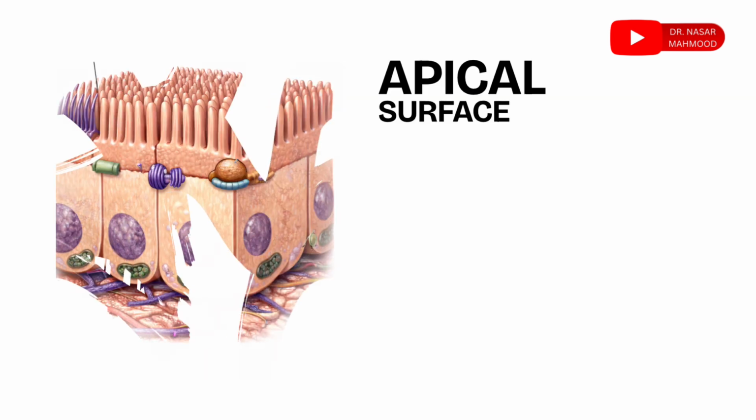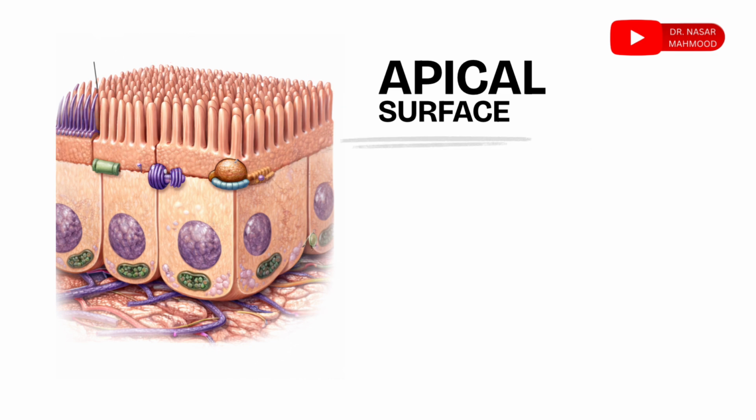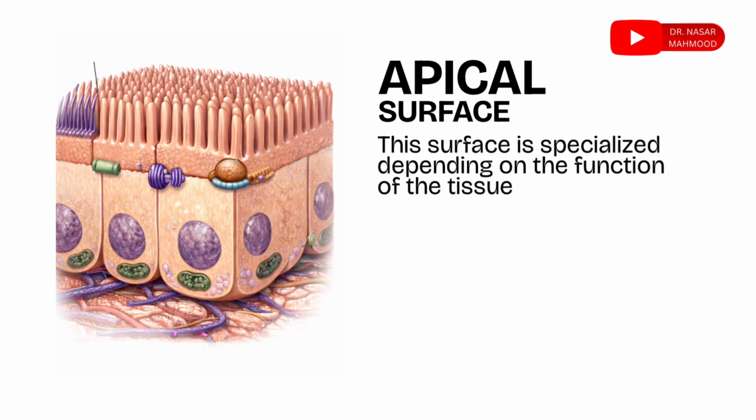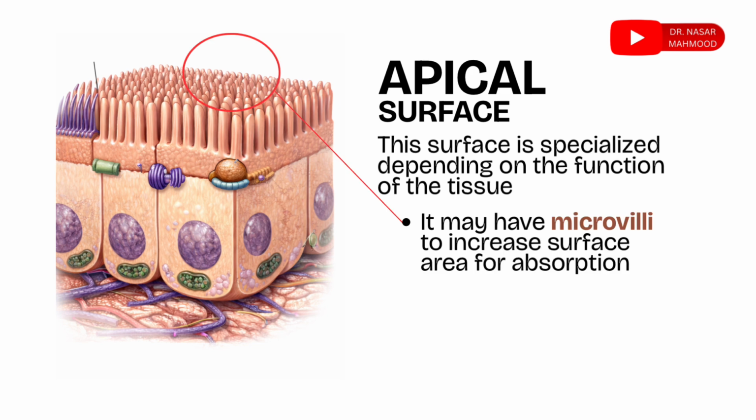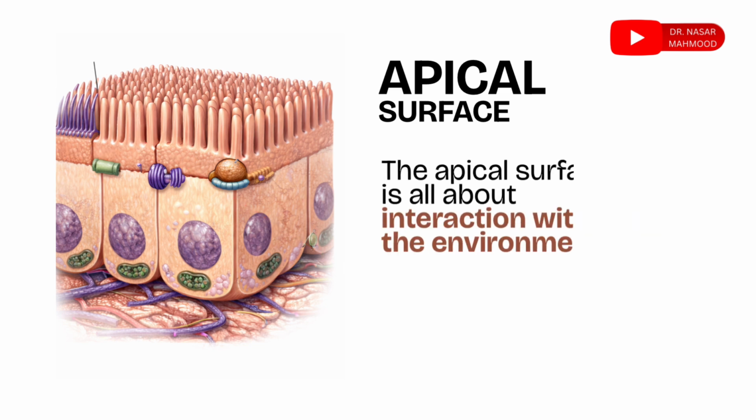Now the apical surface. If we look at the top of the cell, this side faces the lumen or outside environment. This is called the apical surface. This surface is specialized depending on the function of the tissue. For example, it may have microvilli to increase surface area for absorption, or cilia to help move fluid or particles. The apical surface is all about interaction with the environment.